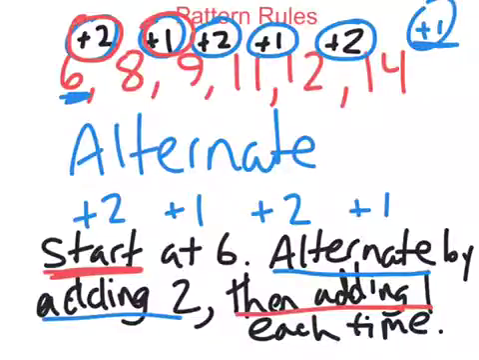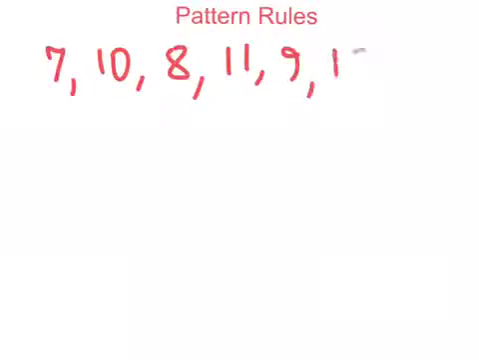Let's do another example. Are you ready for this pattern? 7, 10, 8, 11, 9, 12. Alright, well let's find out what's happening. You notice I write my numbers in between what happens. You should do the same thing. So from 7 to 10, I know that I added 3. It's always a good idea to write your numbers in, because then you can see the pattern instead of trying to keep it all jumbled in your head where it might be a little more confusing.